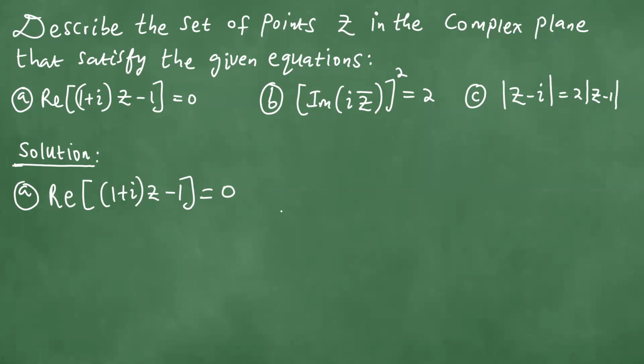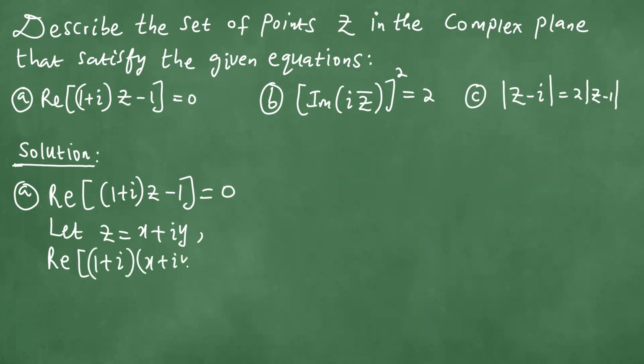So to solve this particular problem, what do we do? We let z be equal to x + iy. When that happens, it means the real part of (1 + i)(x + iy) − 1 is 0.